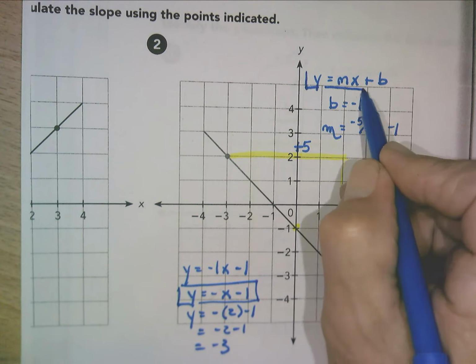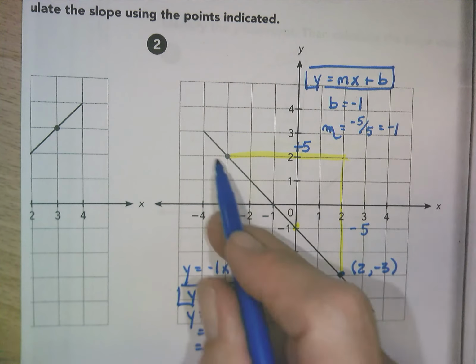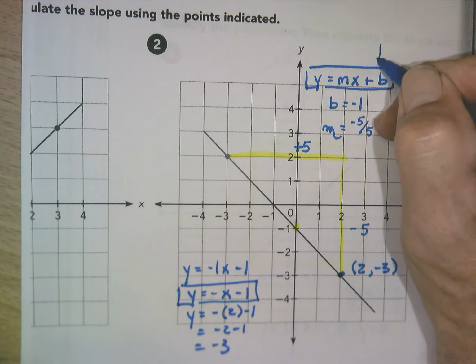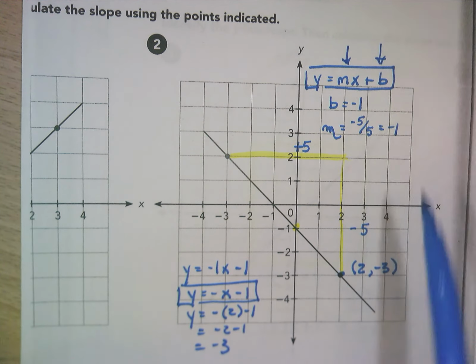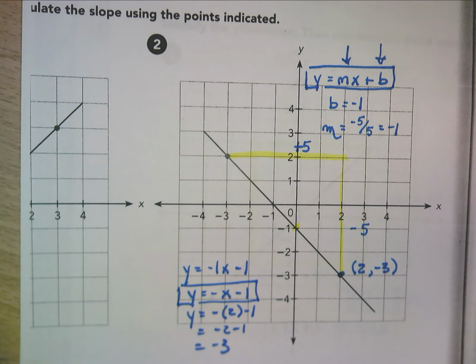This is the general form of the equation, and to write the equation of this line, I have to find the y-intercept and I have to find the slope. I hope that helps. Stay in touch.